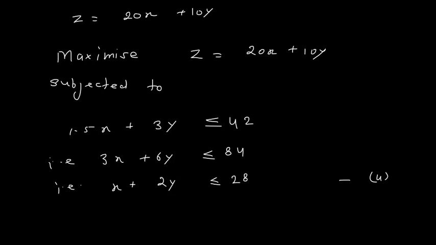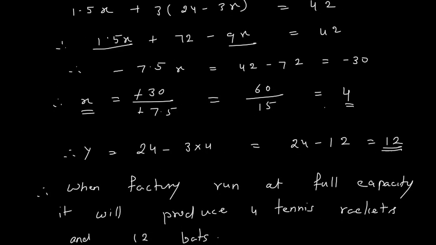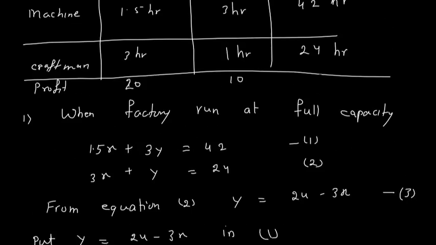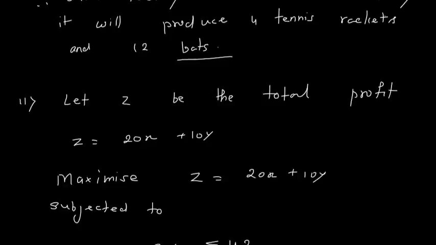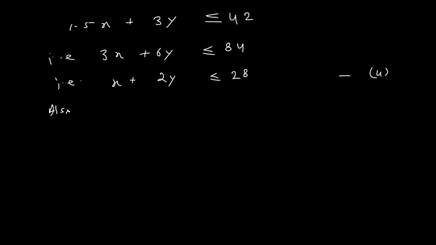Also we can make one more inequation, that is 3x plus y less than or equal to 24. So this is the fifth condition, and x, y are greater than or equal to 0.